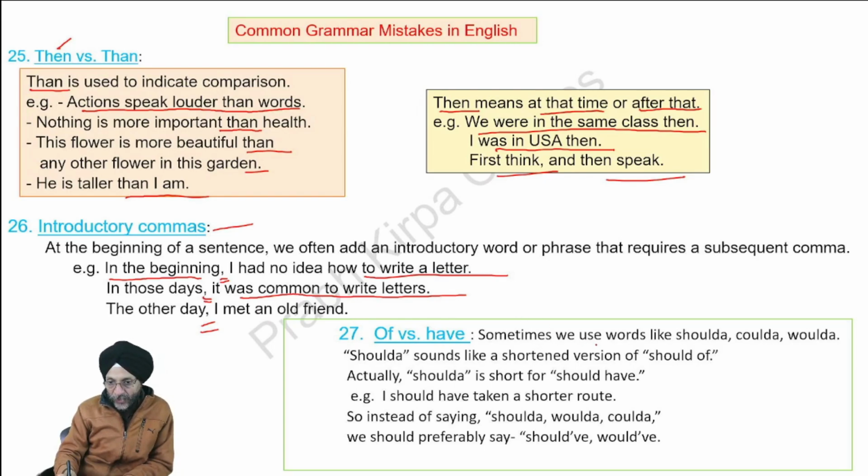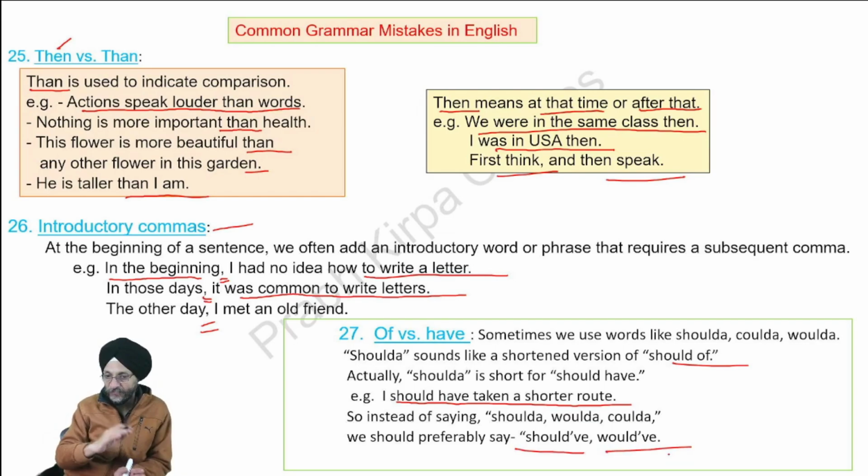Next, sometimes we use words like shoulda, coulda, woulda. Shoulda sounds like a shortened version of should have. Coulda means short version of could have. For example, I should have taken a shorter route. So instead of saying shoulda, woulda, coulda, we should preferably say should have, would have, could have, and should not use the words shoulda, coulda, woulda.